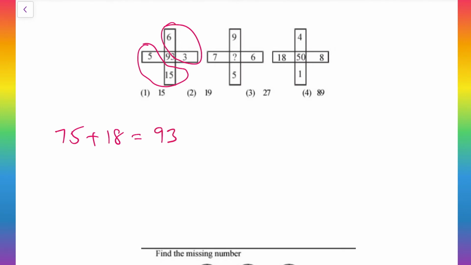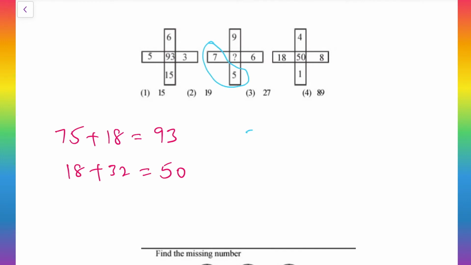Okay, we got it. Now let me check whether it's applicable for the third figure also. These two numbers we need to multiply, that is 18 ones are 18, plus these two numbers we need to multiply again, 4 8s are 32, 18 plus 32 is 50. Yes, this logic is correct. Now let's apply the same logic for the middle figure also. 7 times 5 is 35 plus 9 times 6 is 54, 35 plus 54 is nothing but 89.